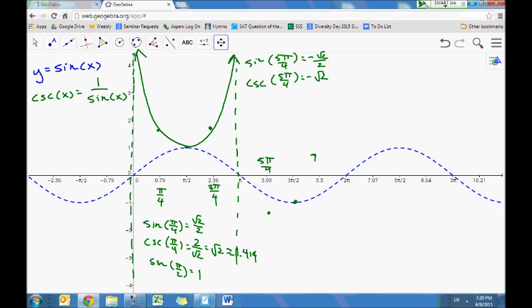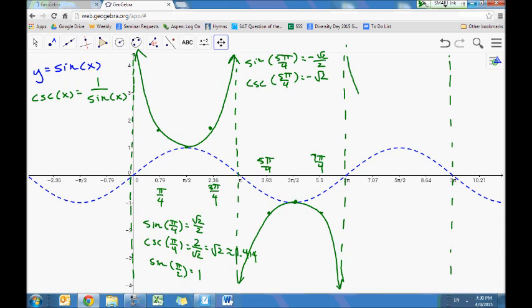And then this is 7 pi fourths. And the sine of 7 pi fourths is also negative root 2 over 2. And so the cosecant of that is, again, negative 1.414 right here. And then at 2 pi, I have another asymptote because 1 over 0 is undefined. So the graph looks like this. And you'll see that whenever the sine of x crosses the x-axis, I get an asymptote. And then it'll kind of bounce up and down because it's the reciprocal of the sine of x.